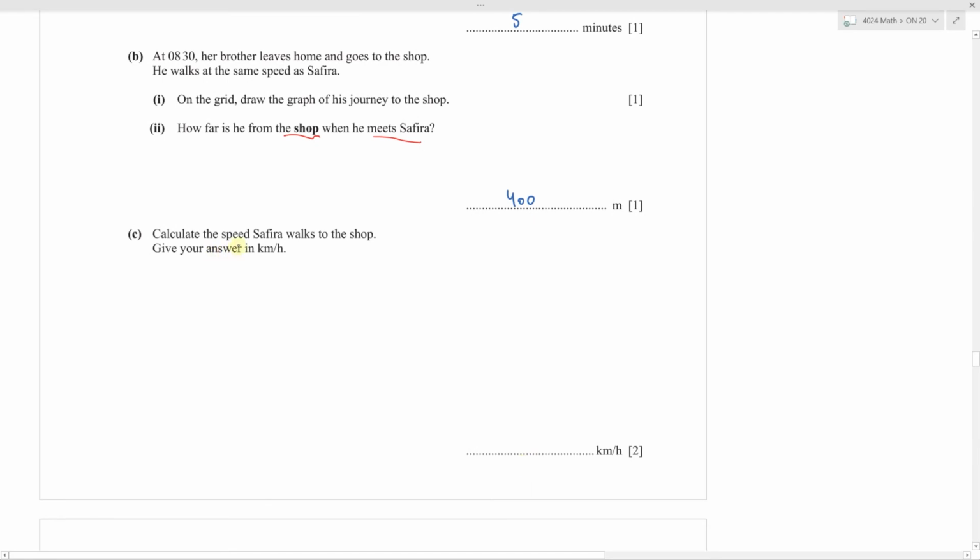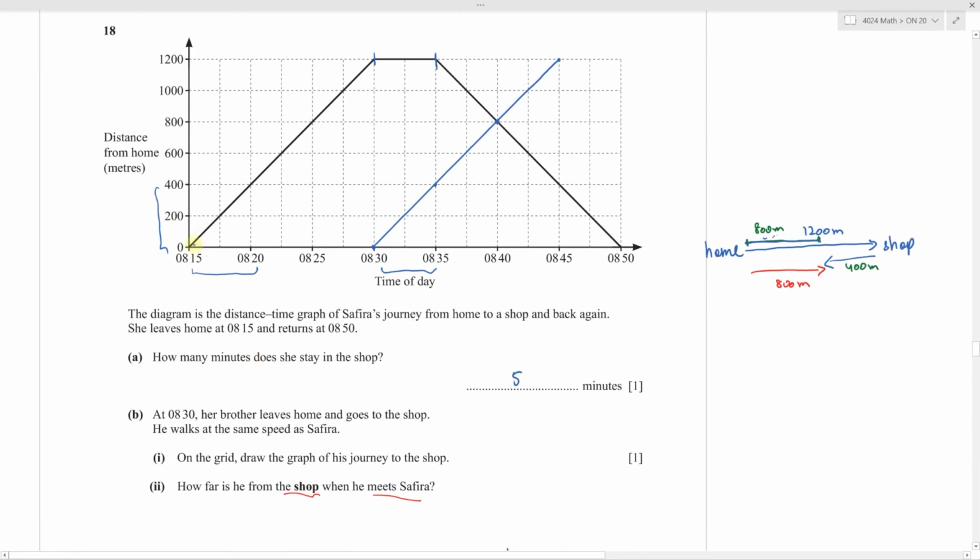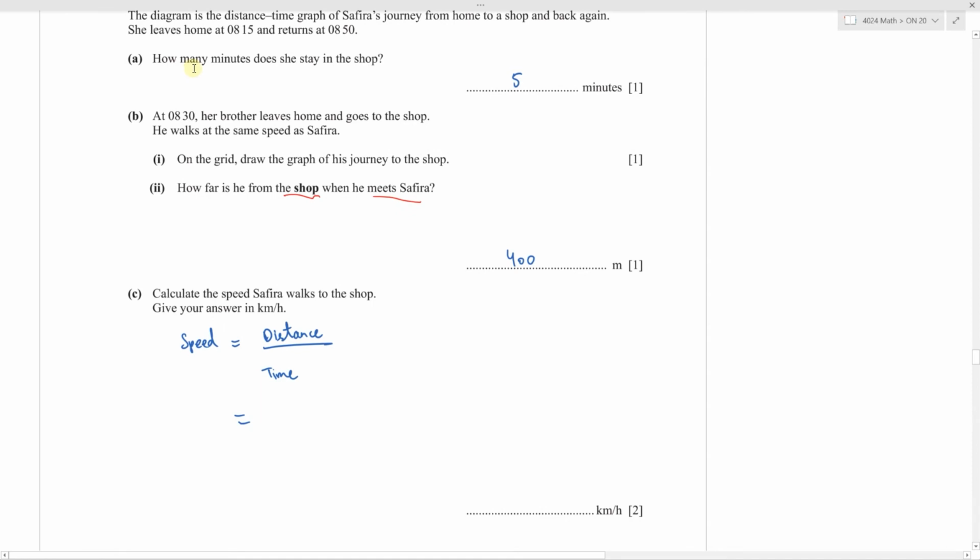Part C is calculate the speed Safira walks to the shop. Give your answer in kilometers per hour. So your speed will be distance divided by time. We can take the total distance between these 2 points to calculate the speed. The total distance traveled is 1200 meters. Let me convert this into kilometers, since we are interested in speed in kilometers per hour. So this is 1.2 kilometers.